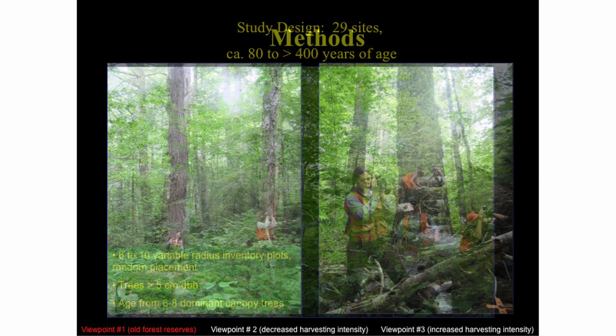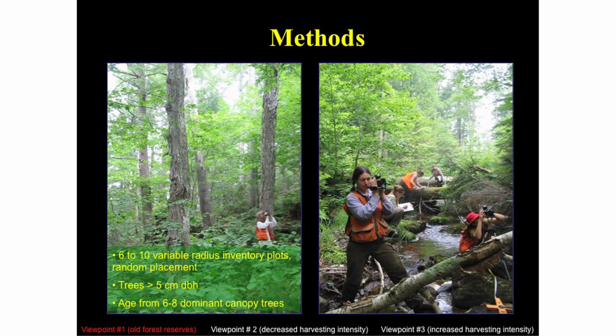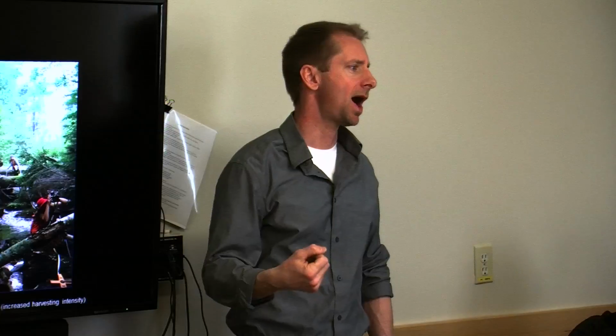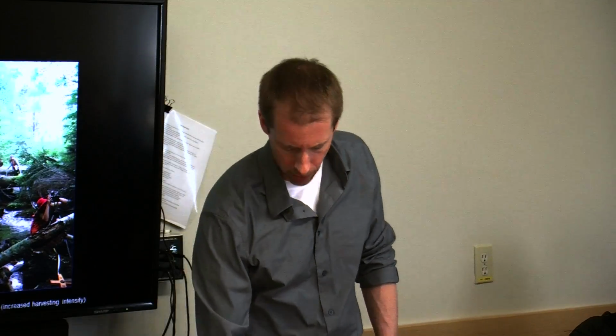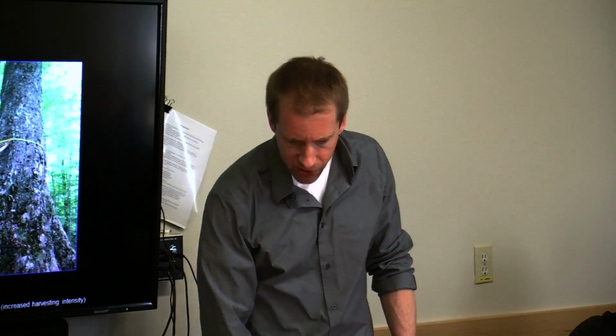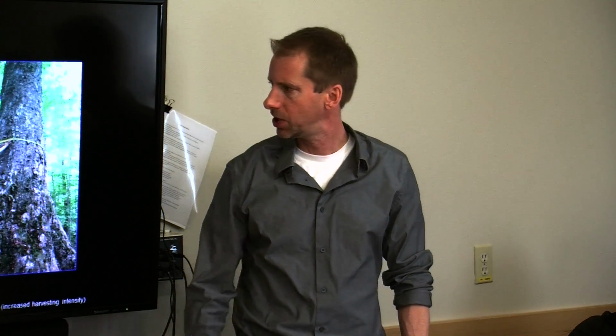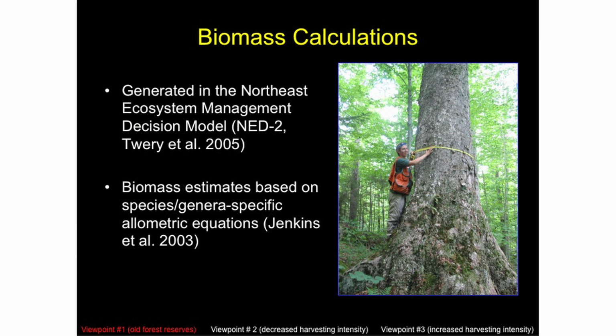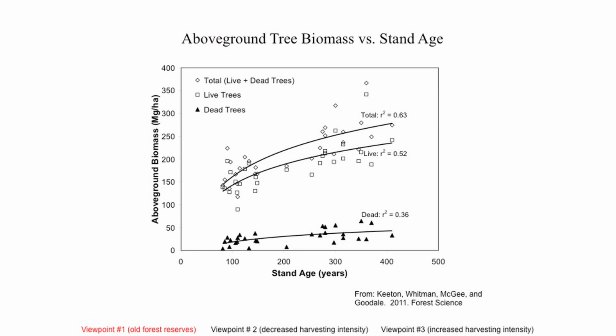And actually, this research began as a study of forest-stream interactions. We were interested in how those old-growth forests were affecting stream habitats and stream dynamics, and that's been interesting as well. But in the course of collecting those data in the forest, we were able to get some really good biomass numbers that we can use for other purposes. Okay, so we can use those field measurements to generate biomass estimates using the Jenkins et al. allometric equations. And then we can plot those against forest age.